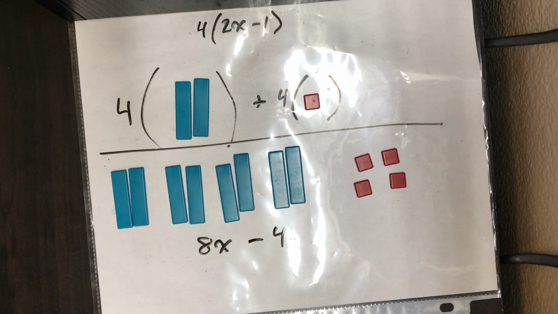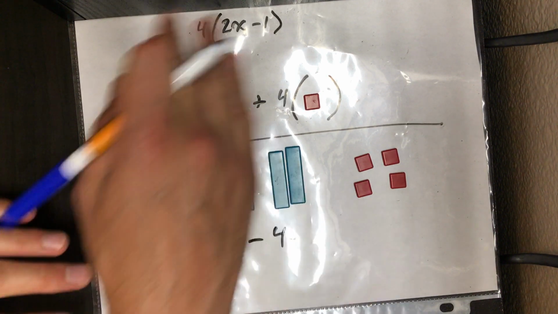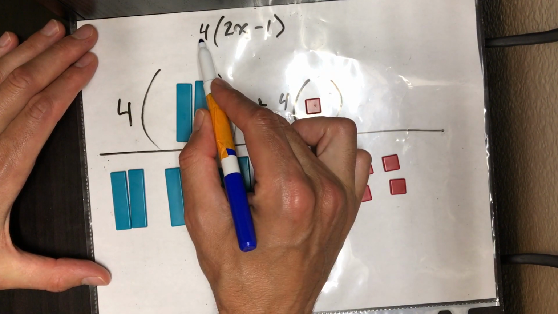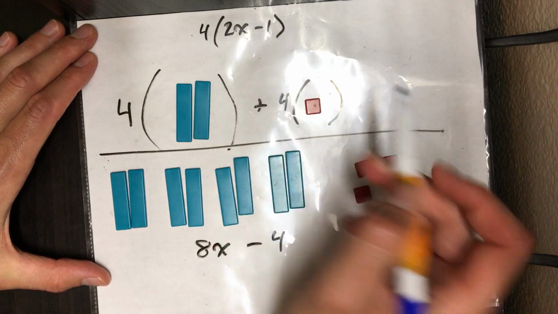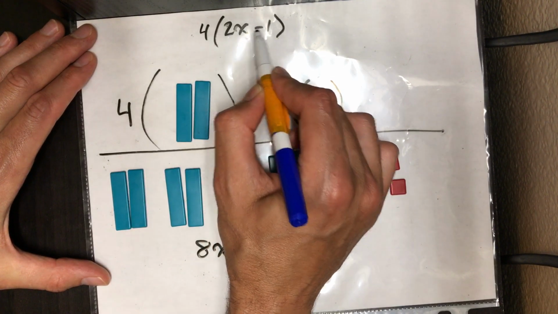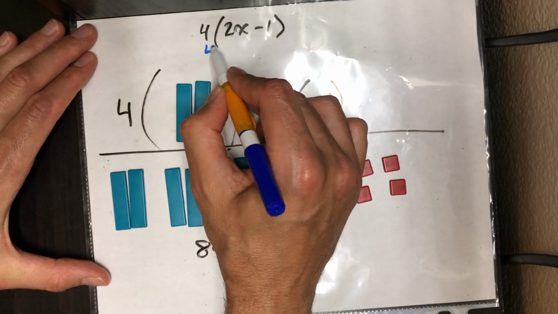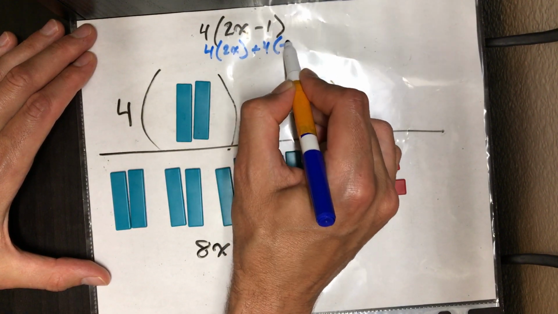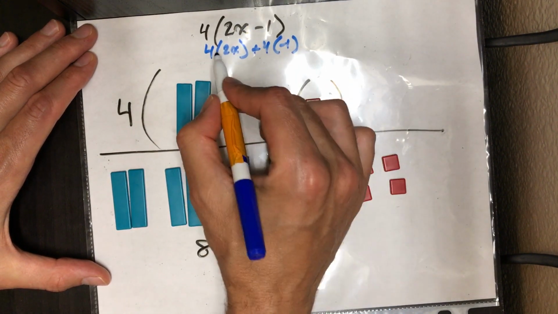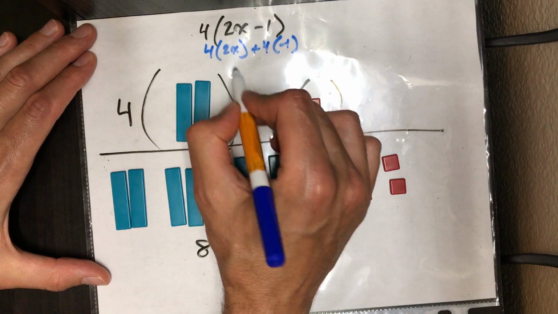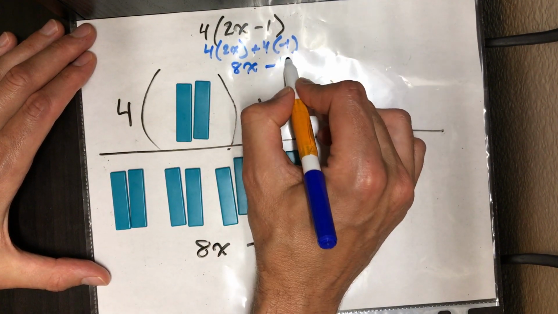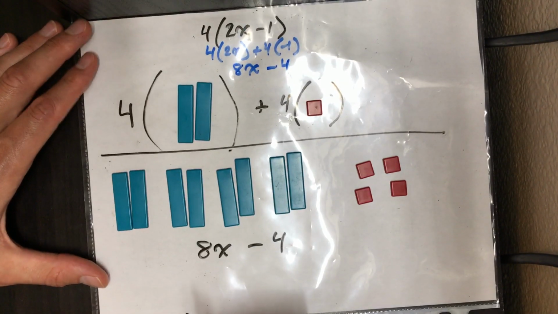Okay, now you know me, I like double checking everything just to make sure my visuals line up with this algebraic expression at the top. So I've got 4 groups of 2x minus 1, which essentially says I have 4 groups of every term inside. So I've got 4 2x's, and I've got 4 -1s. Okay, 4 2x's, 4 times 2 is 8x. 4 -1s turns into -4. There's my 8x minus 4.